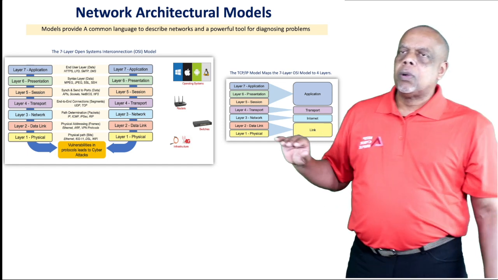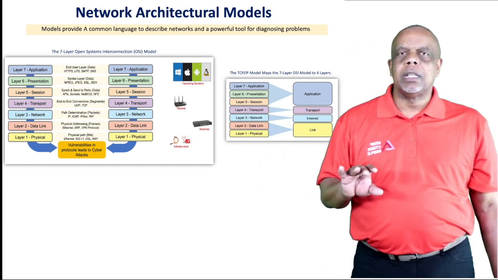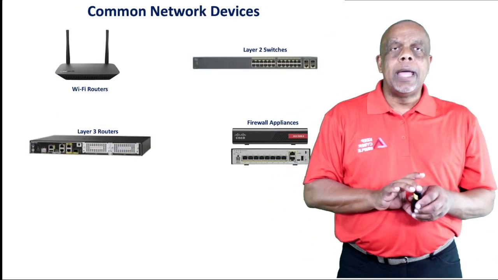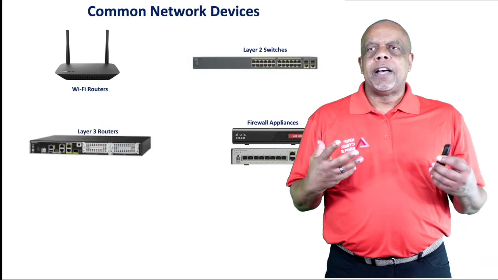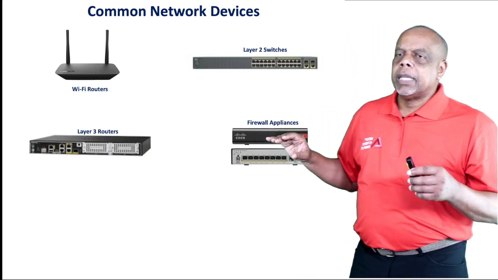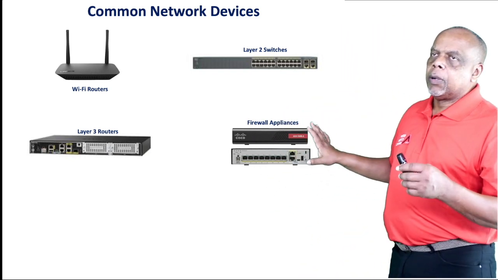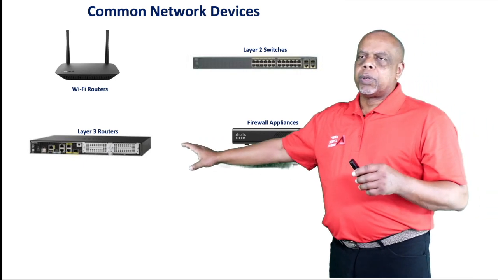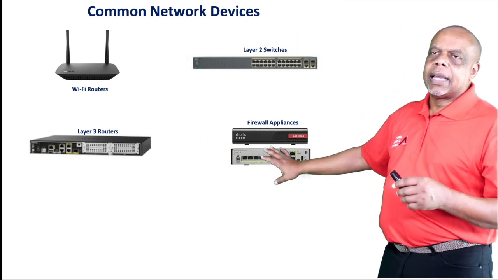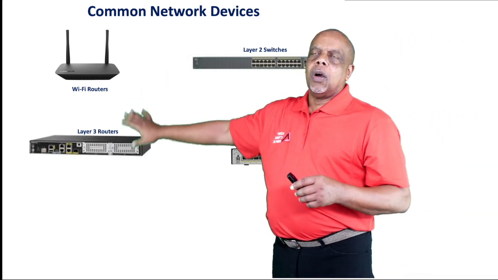So for the purpose here, we're just going to focus on those bottom 3 layers. When we think about your network, there are a lot of devices and hardware that live at these layers. Some things you need to be aware of are layer 3 routers and layer 2 switches. These are what your firewall appliances look like, as well as Wi-Fi routers.